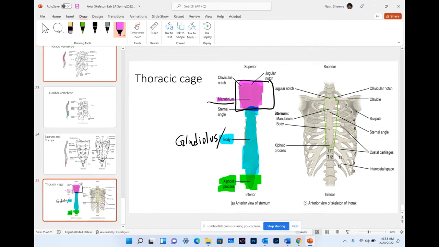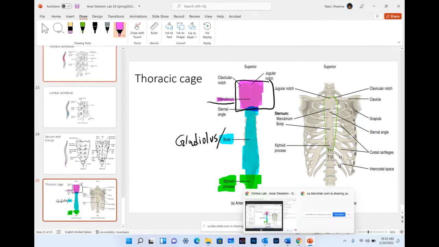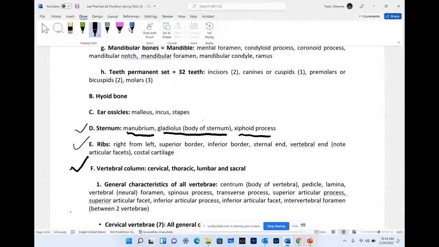Now that we are done with the sternum, we can do the next. And the next one is we are going to pull up our handout. And now that we are done with the sternum, we are going to look at the ribs. Now, first of all, we are going to do the inferior border, the superior border, inferior border, sternal end, and the vertebral end.